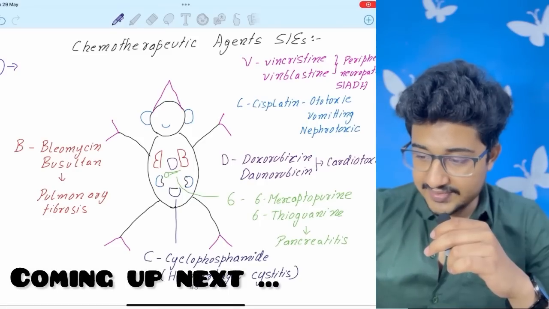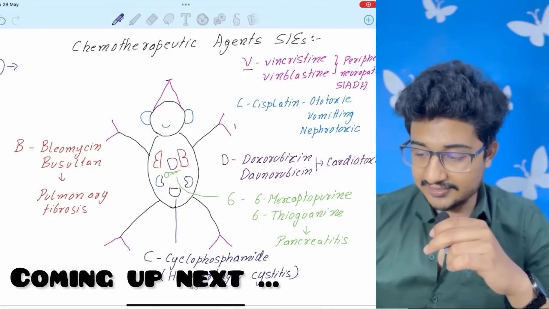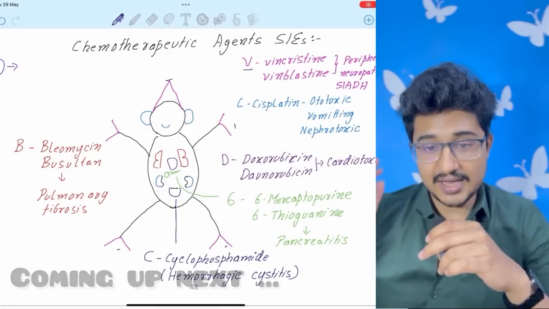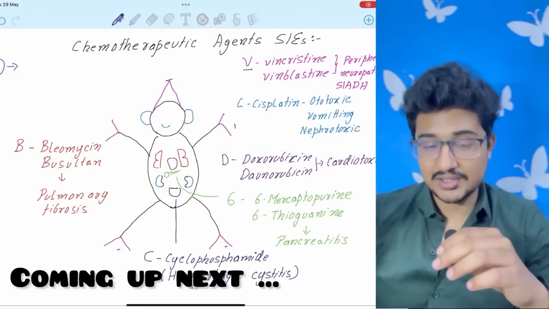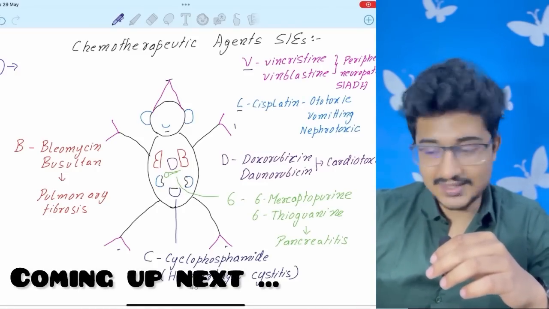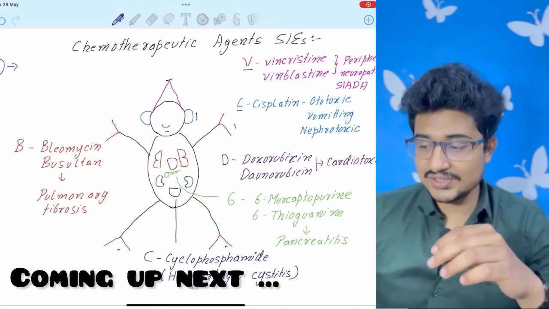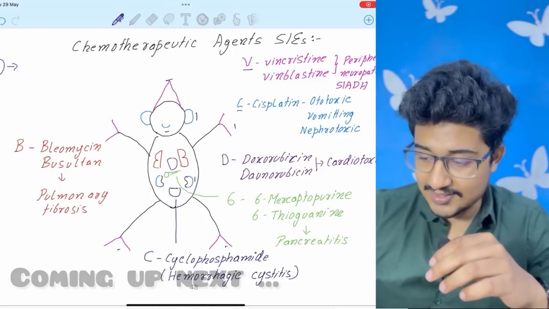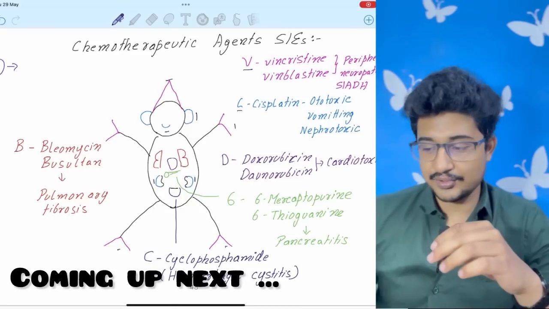Here you can see V in the head and in the hand and feet. So in head, the wind blasting causes SIADH, and in the hands and feet, peripheral neuritis. C is present in the face, smiling, and in the ear, so it will cause ototoxicity, nausea, vomiting, and here the C is also present in the kidney, so nephrotoxic.